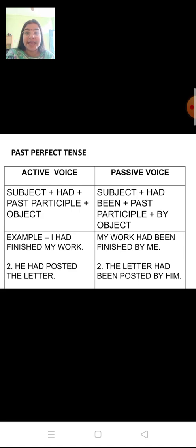Let's see the next example. He had posted the letter. The letter had been posted by him.